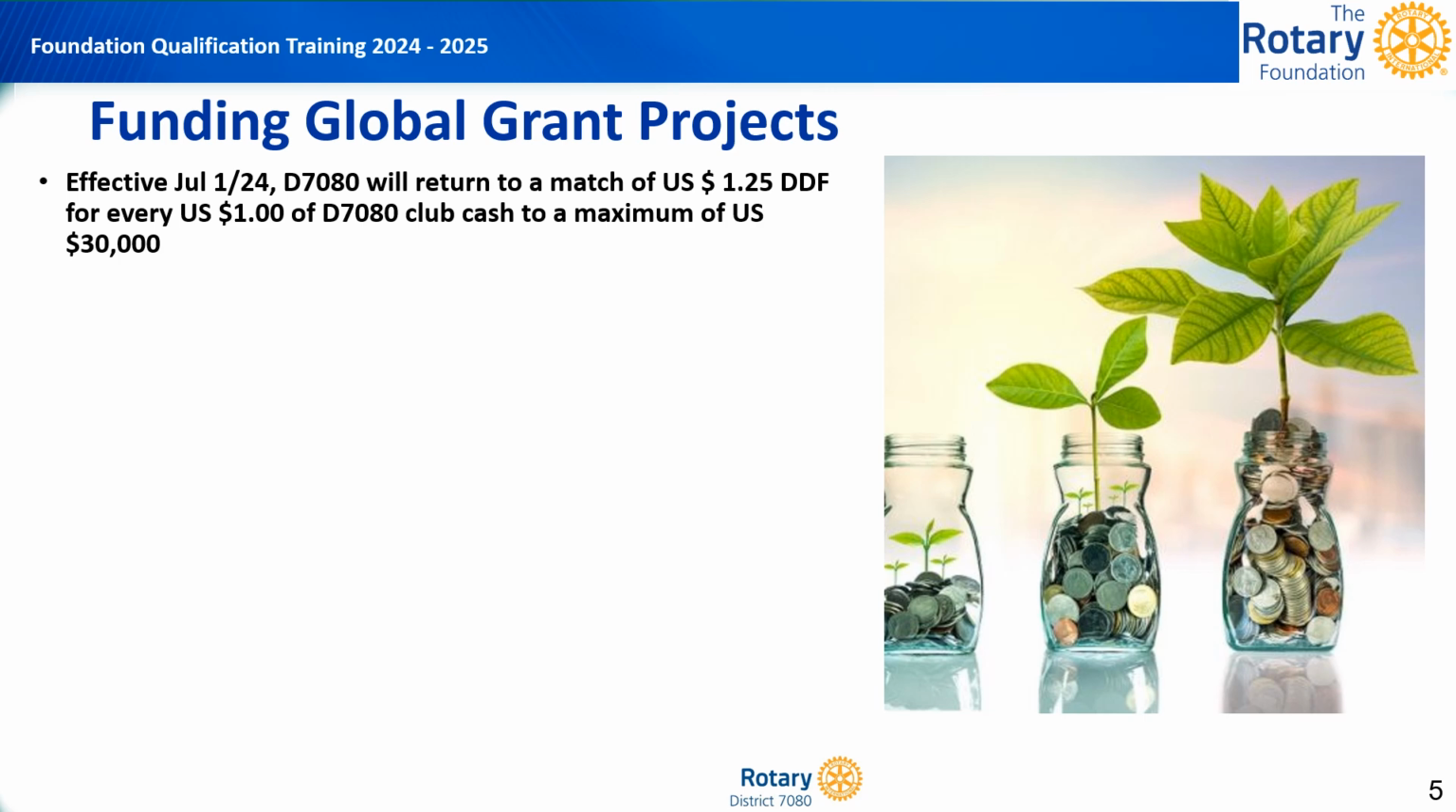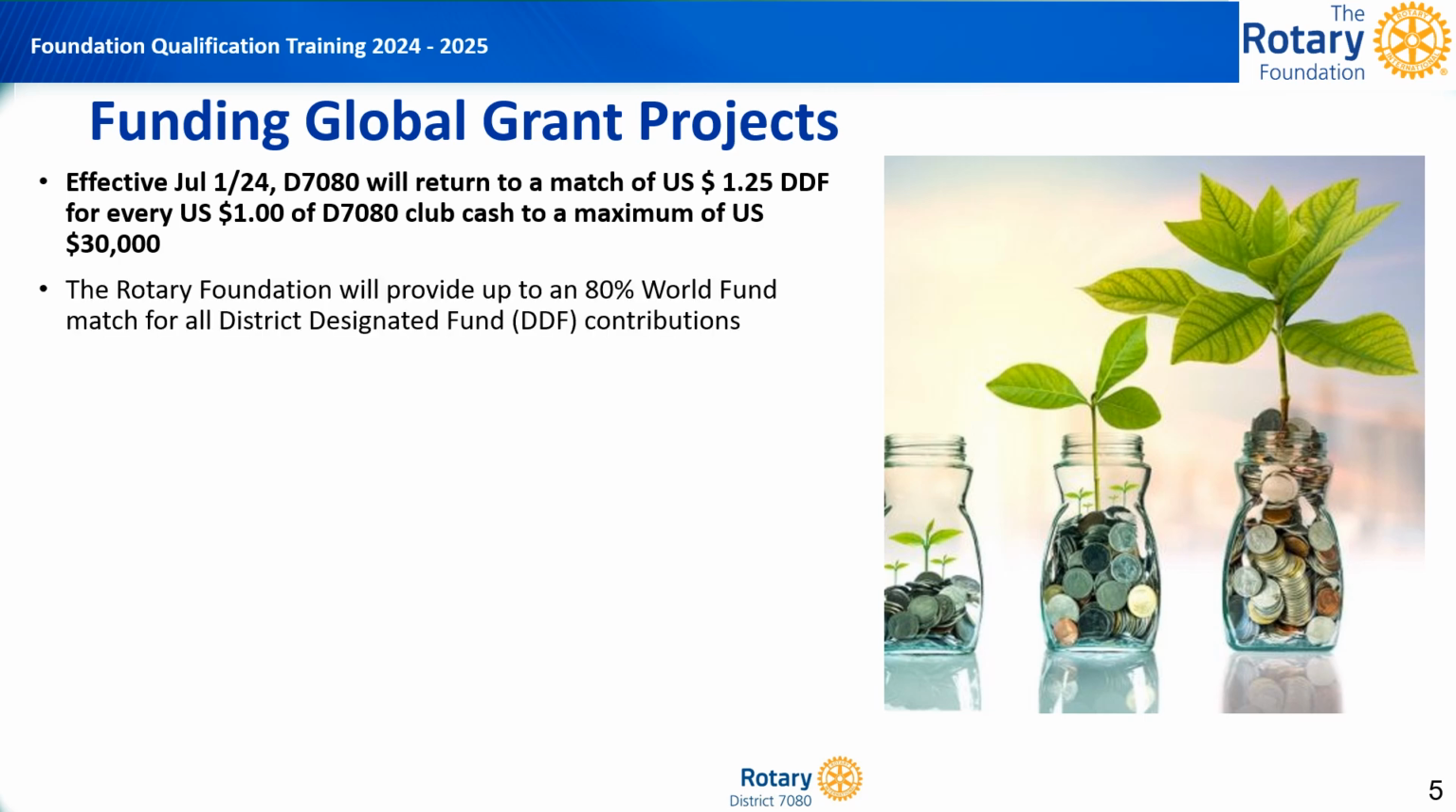In the 2024-25 Rotary year, subject to availability of funds, District will once again match $1.25 US for every dollar US of District 7080 club cash to a maximum of $30,000 US per project. These amounts have returned to the same as those used for the 2022-23 Rotary year to encourage clubs to participate in more global grant projects. In addition, the Rotary Foundation will provide up to 80% World Fund match for all district-designated fund contributions.